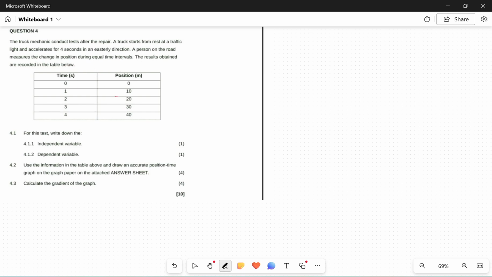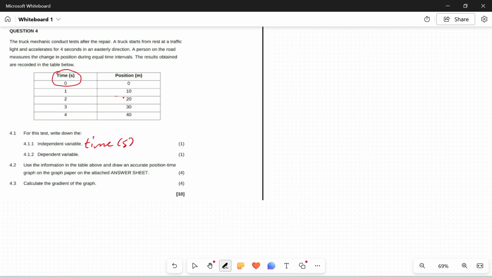So this is our table, and then they say on 4.1, for this test write down the following. Firstly, the independent variable. What is our independent variable in this case, guys? It is going to be the time. So that's our answer for this question. The independent variable is the time, which is measured in seconds. The independent variable is always found on the x-axis.